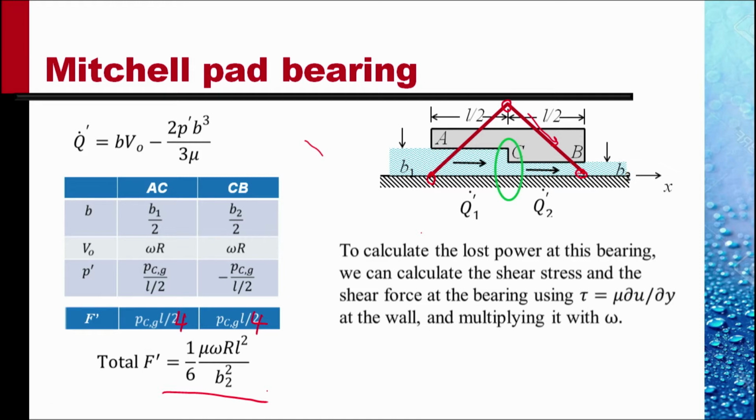To calculate the lost power by this bearing, we can calculate the shear stress and the shear force at the bearing using tau is equal to mu times du by dy at the wall. And once we know the shear force, we can find out the torque by multiplying it with R, and then the power by multiplying it with omega. So after finding the shear stress, we find the shear force, then the torque, and then the power.